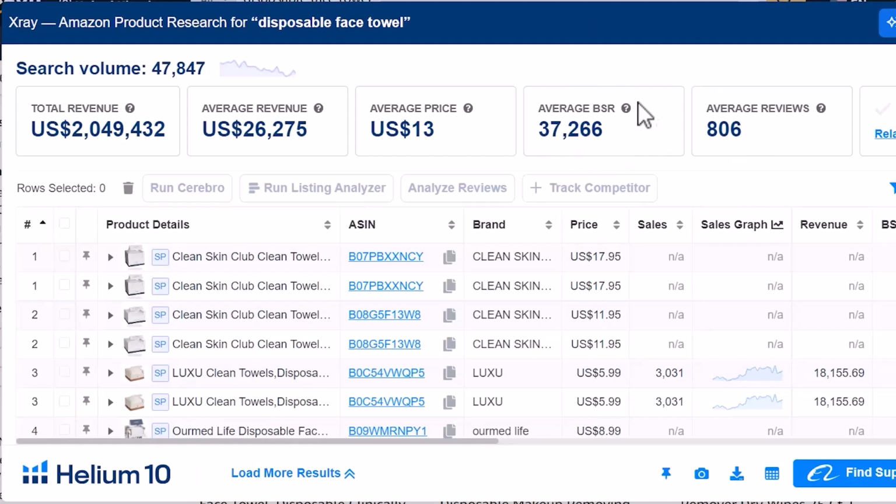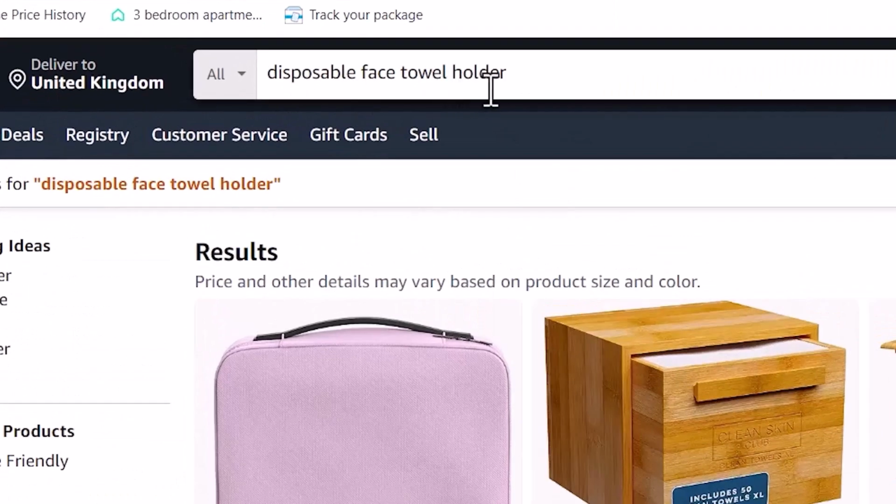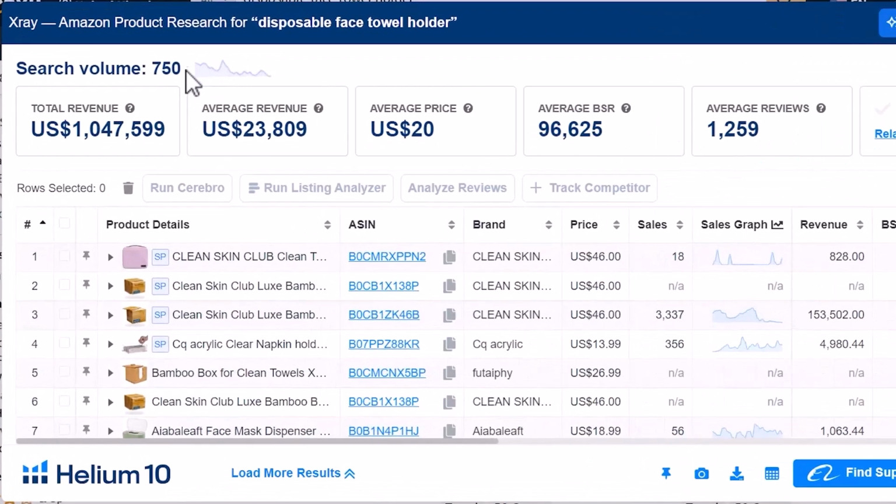Okay. Another example, disposable face towel holder. Now that was the actual towel, and now it's the holder. So if you look at this one, the search volume is 750. It's below 1,000. I would consider it low. The demand is low, and the average review is actually high. I mean, it's not very high, but over 1,000. So this is a really bad niche to go into because the demand's not that great and the competition is high.